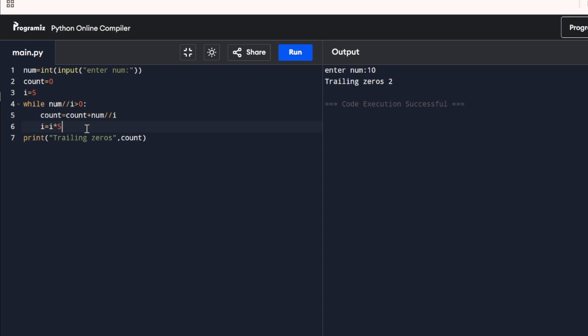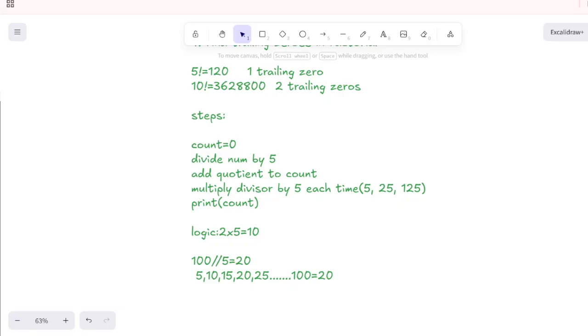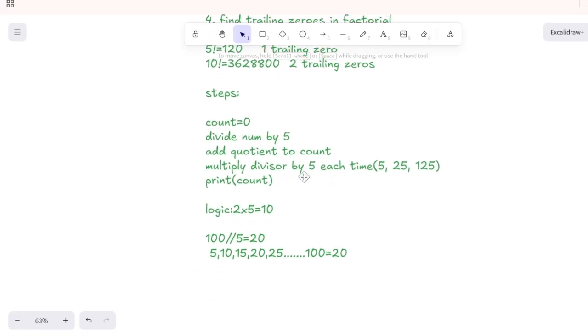Finally, we get the output called count. How many zeros are there? The increment is happening here, right? For the first two, 5 and 25, the condition has been satisfied and the count is being updated. So two is the number of zeros present in the number. So count is updated here and the output is printed here. So this was about counting zeros here.